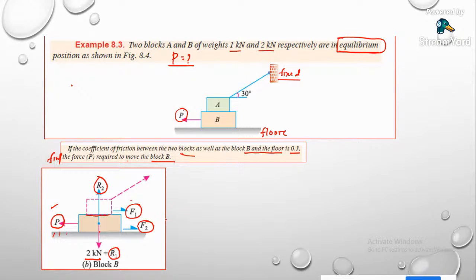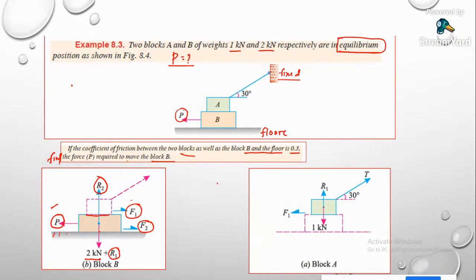Similarly, if you draw the free body diagram of block A, now this is the free body diagram of block A. In block A, to maintain the body in equilibrium, the friction force acts in the opposite direction to that on block B. The friction force will develop in the opposite direction, because the net force will be balanced. Otherwise the body will be disturbed.